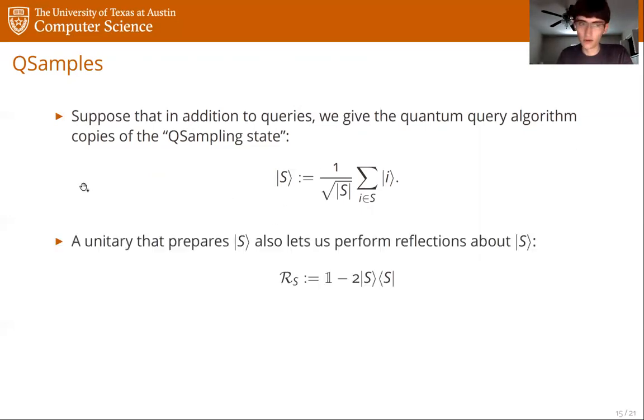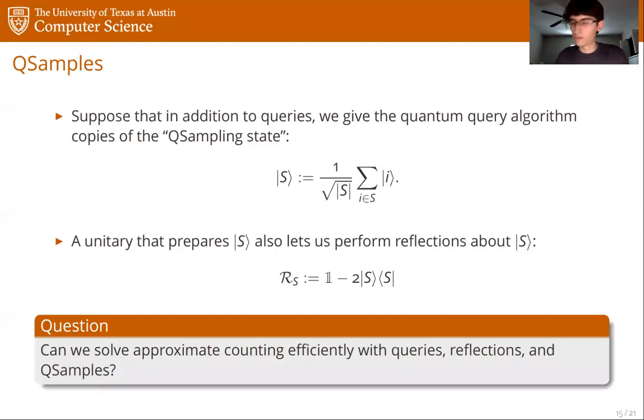If we're going to throw this resource in, we also might as well throw in this other resource, which is this unitary operator RS, which is sort of a reflection about ket S. And the reason it's a reflection is that it has the property that ket S is a -1 eigenstate, whereas all states that are orthogonal to ket S are +1 eigenstates. So does this help? And the reason why we throw this resource in is that if you have a unitary that prepares ket S, then in a completely black box way, you can turn that into this reflection oracle. So we might as well just throw that in too. So that raises the question, can you solve approximate counting efficiently using queries, reflections, and QSamples?